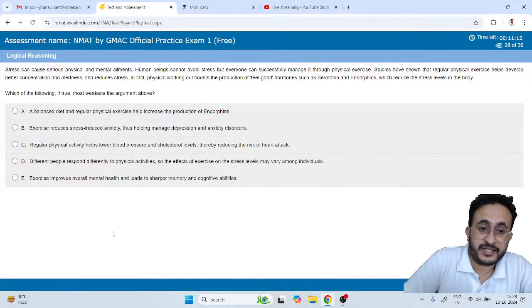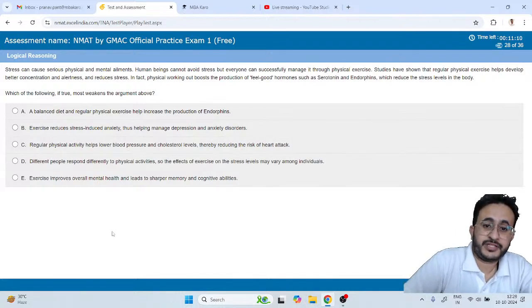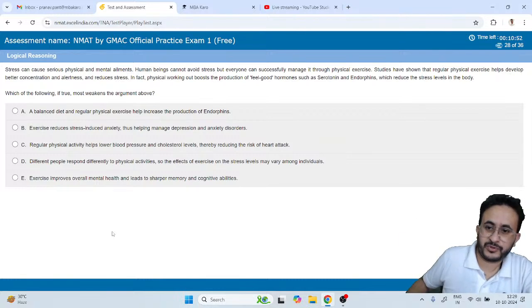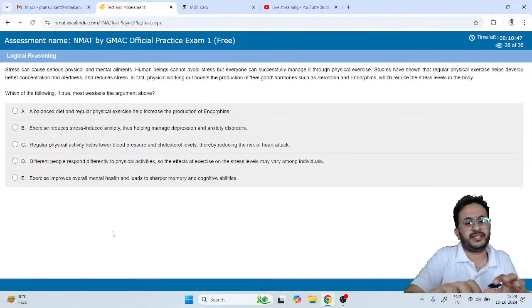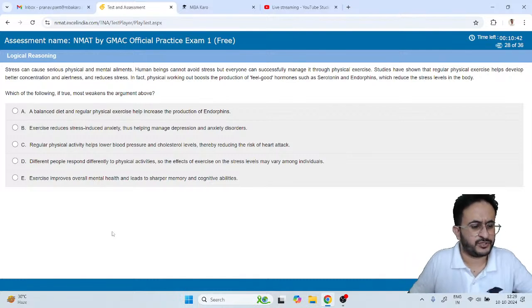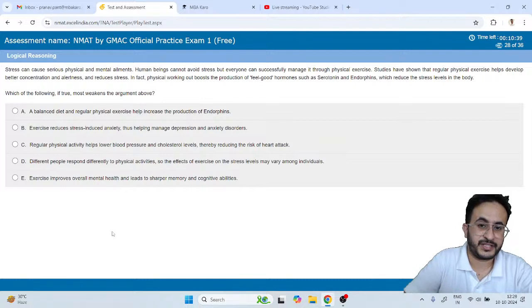Stress can cause serious physical and mental ailments. Human beings cannot avoid stress, but everyone can successfully manage it through physical exercise. Studies have shown that regular physical exercise helps develop better concentration and alertness and reduces stress. In fact, physical working out boosts the production of feel-good hormones, which reduces the stress levels in the body. So basically, the passage is saying that physical exercise reduces stress, and stress is inevitable, so everyone will have stress, right? You must be having stress of examinations, we have stress of work, etc.